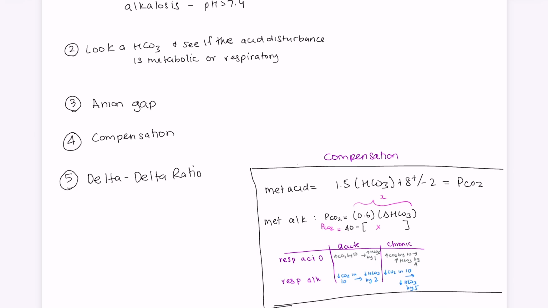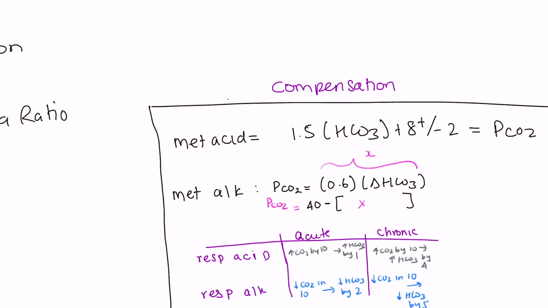What if I have a respiratory problem? Well, I like to use the 1, 2, 4, 5 rule. So I have acute compensation and chronic compensation. If I have a respiratory acidosis, for every 10 increase in CO2, my bicarb goes up by 1 if it's an acute compensation, or by 4 if it's a chronic compensation. And if I have a respiratory alkalosis, for every 10 my CO2 comes down, my bicarb goes down by 2 in an acute process. Chronic, for every 10 my CO2 goes down, my bicarb goes down by 5.